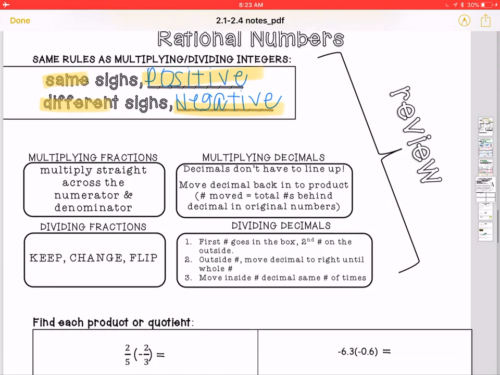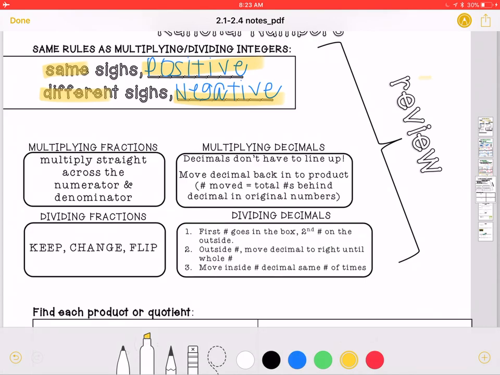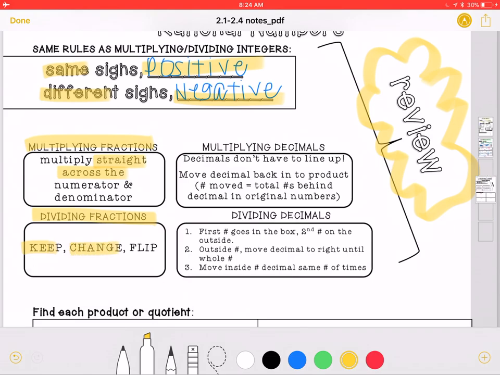Next, what I want to remind you of are how do we multiply with fractions, how do we divide with fractions, how do we multiply decimals, and how do we divide decimals. So a quick review here. Multiplying fractions. Remember, we multiply straight across the numerator and the denominator. When we divide with fractions, we do keep, change, flip. A lot of us like to do KCF, that acronym we might be thinking of. Keep the first number, change division to multiplication, and then flip that second fraction.